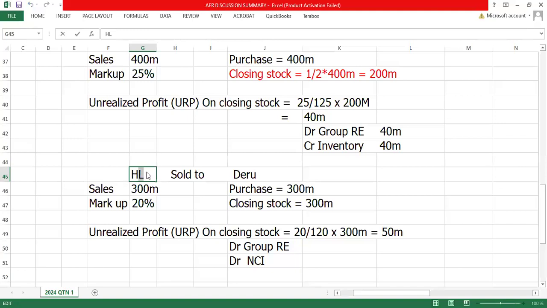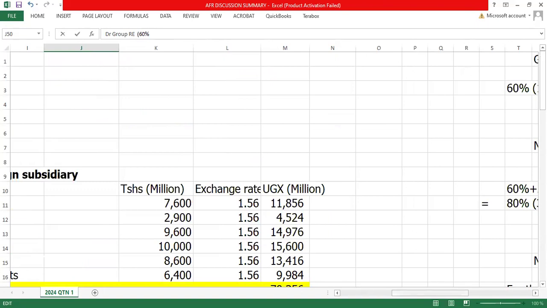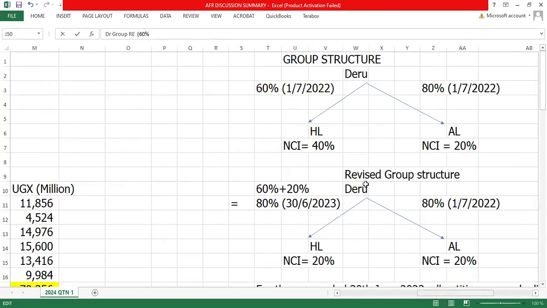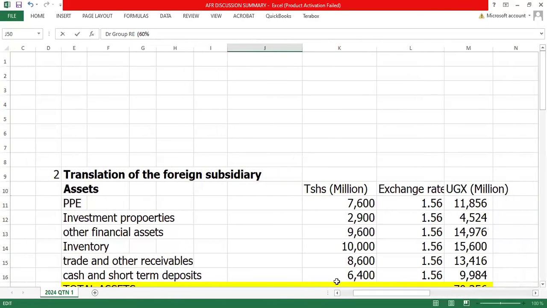It's HL who recognized the profit, and you as a parent, what interest do you have in HL? What was our interest? It was 60. Don't bring the other 80. This 80 came in at the year end. So for you, you recognize at 60.